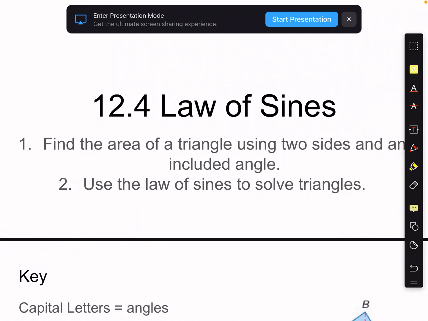Law of sines. This is going to be a two-part series, so I'm just going to get you guys some basics going for the first lesson here. So we'll call this 12.4 Law of Sines, Part A. We're going to focus on finding the area of a triangle using two sides and an included angle. And then we're going to start using the law of sines to solve triangles.